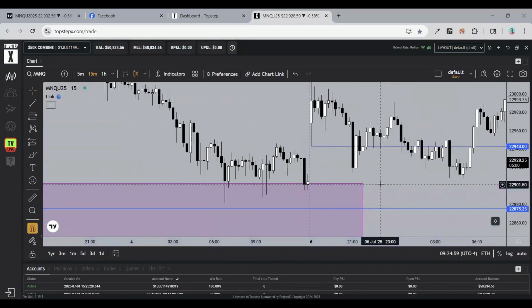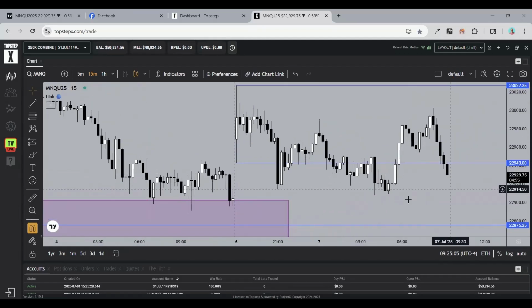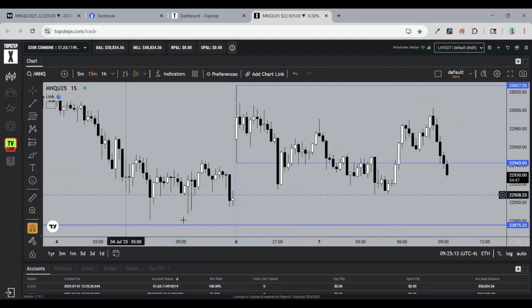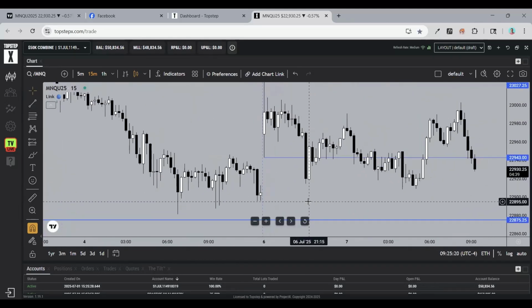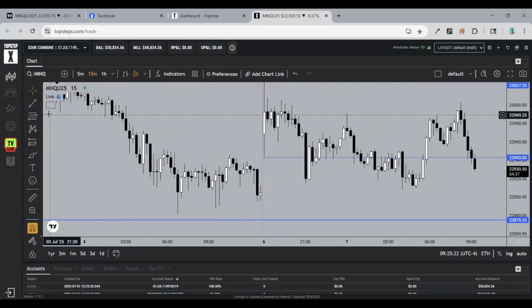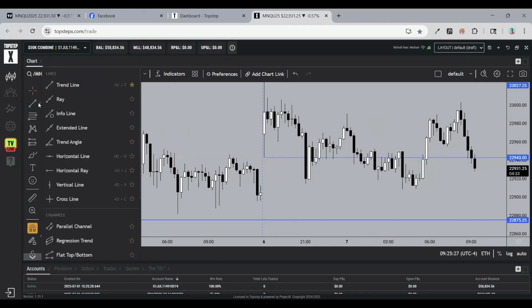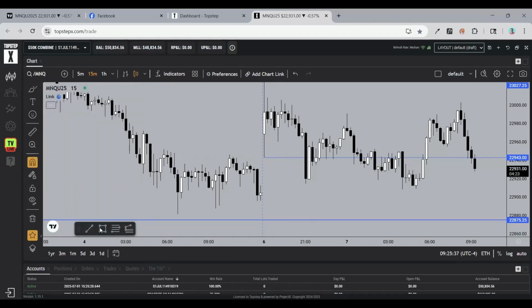Let's clear that. Here's the drop base rally. All right, looks like it's coming back into that area. Let's box that out. Let's box out this whole area here. Oh, come on. There we go.